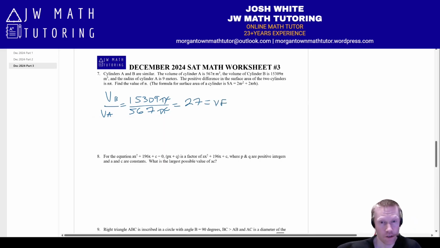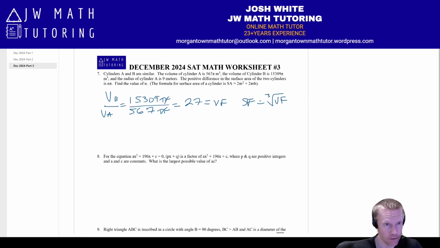And the volume factor is the cube of the scale factor. Or an alternate way to think of that is the scale factor is the cube root of the volume factor. So the volume factor is 27. That means the scale factor, i.e. how much each individual side or distance is for one versus the other, is going to be 3. Cube root of 27 is just 3. So this means the radius of B is 3 times the radius of A. The height of B is 3 times the height of A.